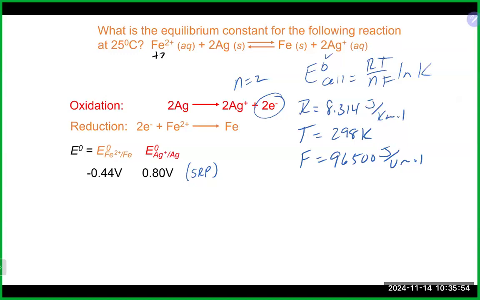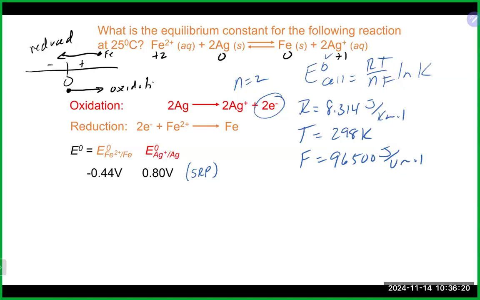And the oxidation state here of iron is +2, 0, 0, and +1. So when we look at the iron in this particular case, it is going from +2 to 0, which means it's being reduced. And the silver here is starting at 0 and ending at +1, which means it's becoming more positive and going through oxidation. This is different than the SRP value that we would choose for our cathode in this particular case.